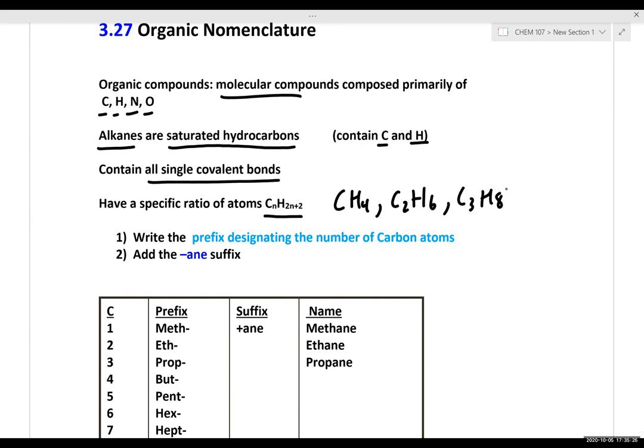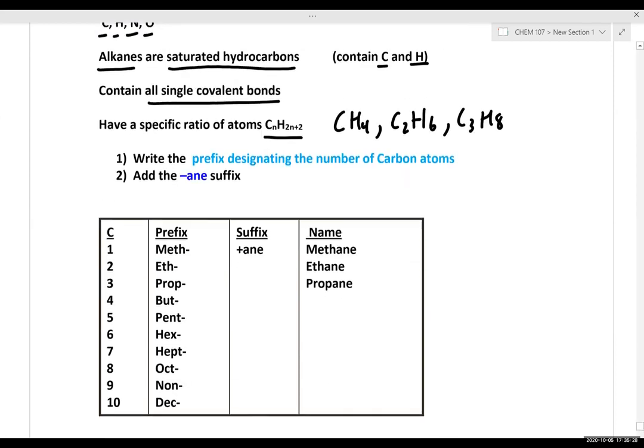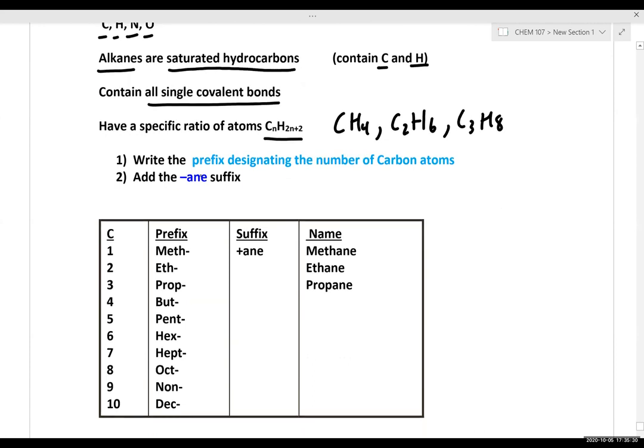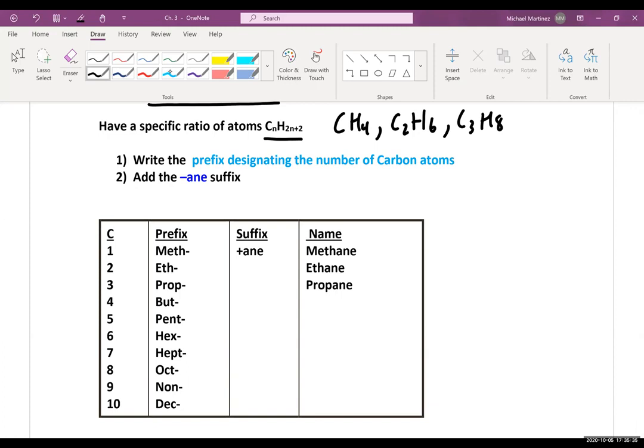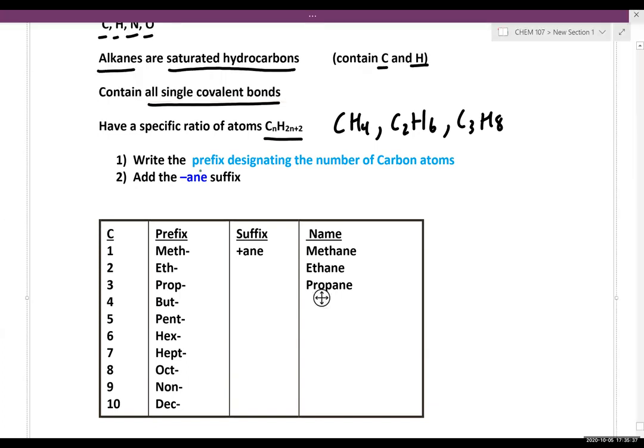Now, to name these alkanes, it's really quite simple. You write a prefix, and this prefix designates the number of carbon atoms.